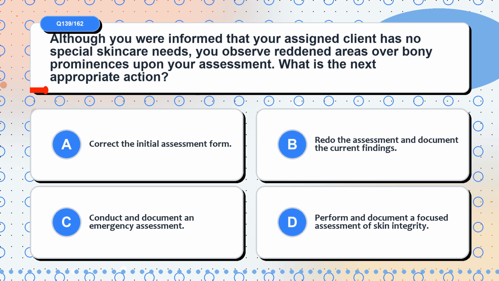Question 139. Although you were informed that your assigned client has no special skincare needs, you observe reddened areas over bony prominences upon your assessment. What is the next appropriate action? Here are the options. Option A. Correct the initial assessment form. Option B. Redo the assessment and document the current findings. Option C. Conduct and document an emergency assessment. Option D. Perform and document a focused assessment of skin integrity.